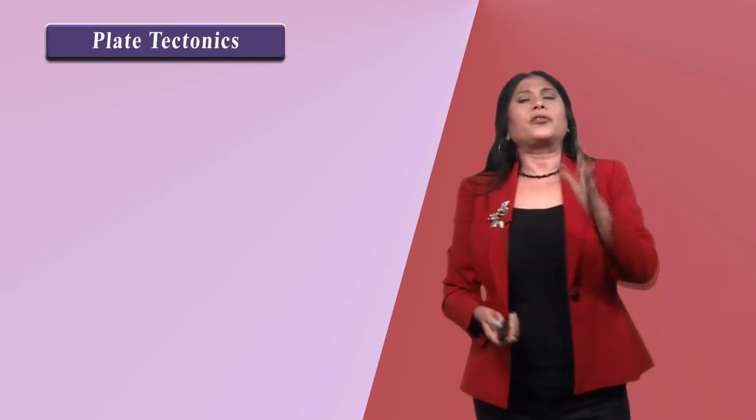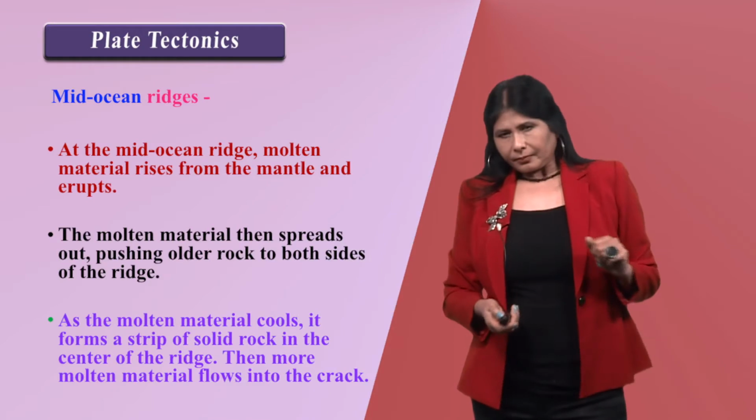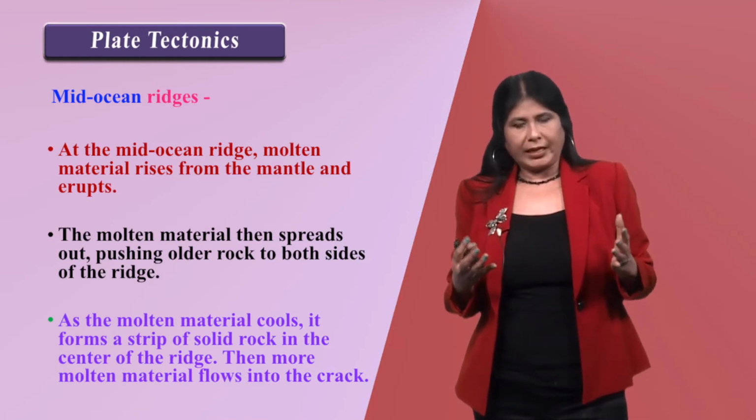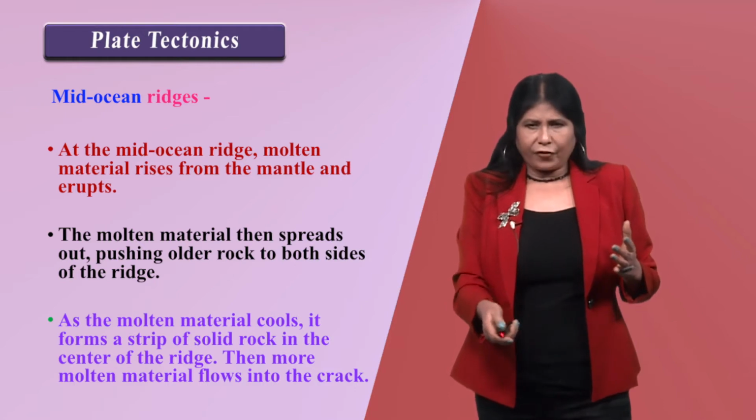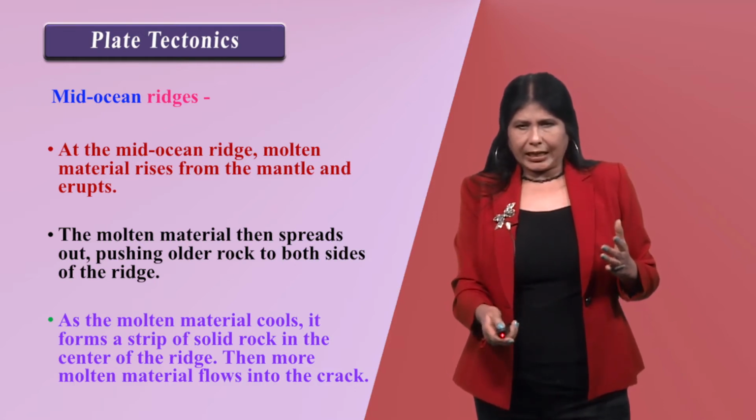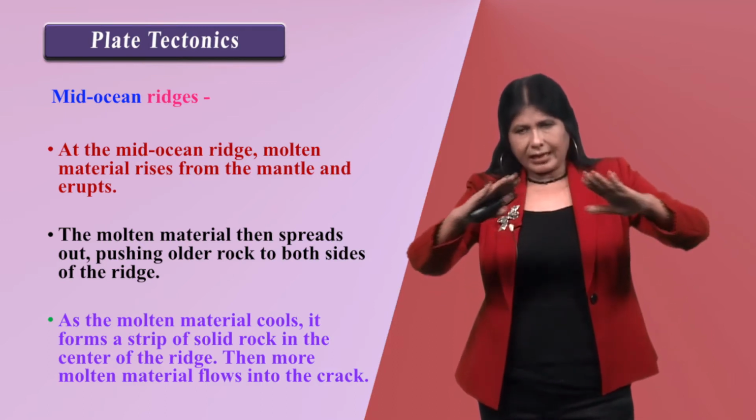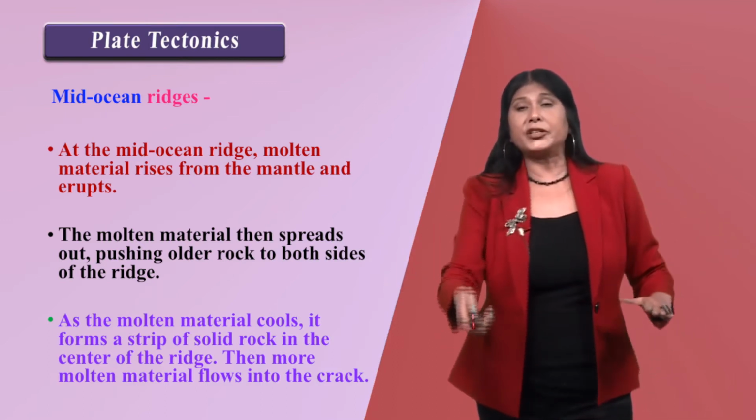The central portion of the Atlantic Ocean, what we see is the mid-oceanic ridge. This is a chain of mountains, and it becomes lesser and lesser in height, and it merges into the plain.